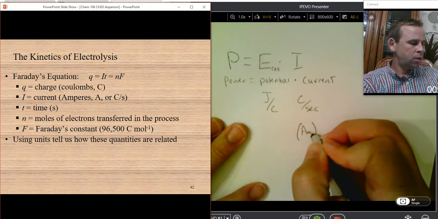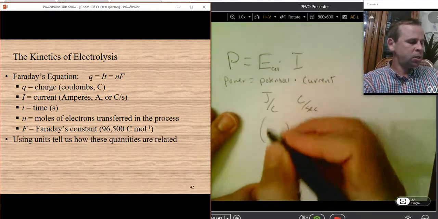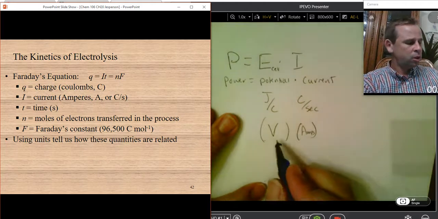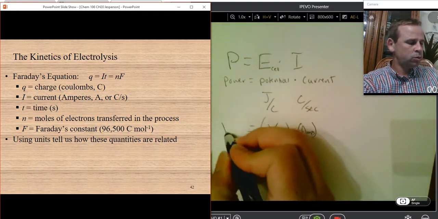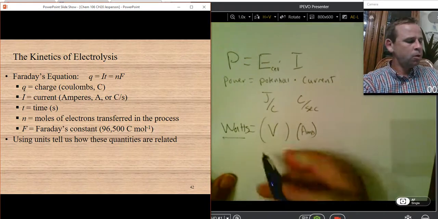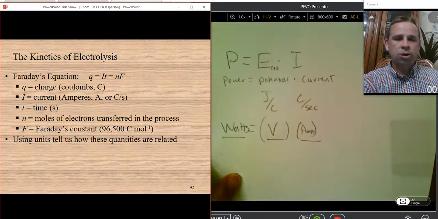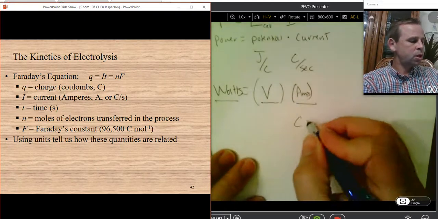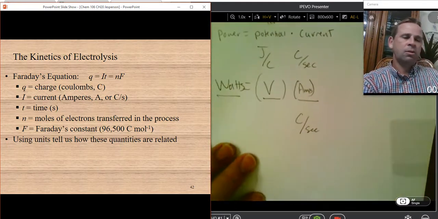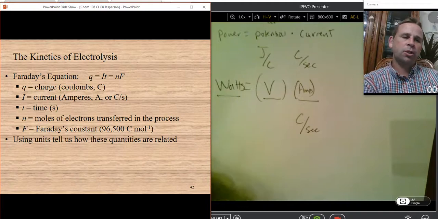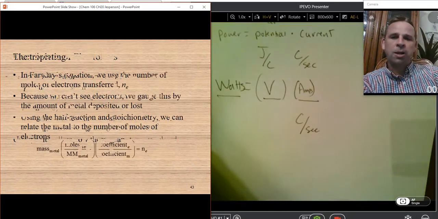So amps, and potential is in units of joules per coulomb, which is voltage. And voltage times amps equals watts. So there's our power, there's our voltage, and there's our current. Now, current is coulombs of charge for every second, and there's 96,500, that's Faraday's constant, coulombs for every mole of electricity.